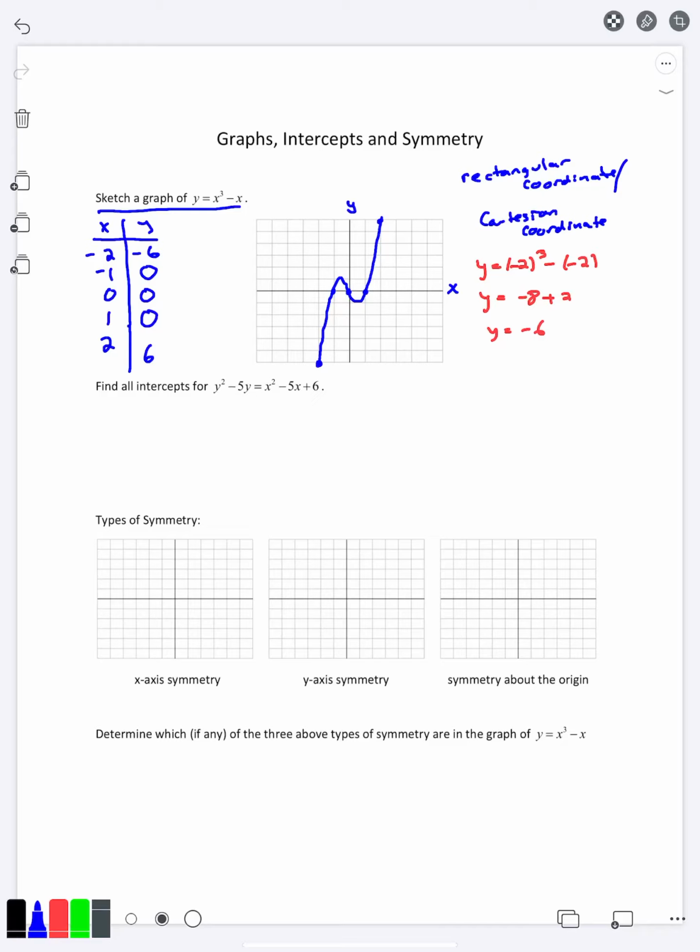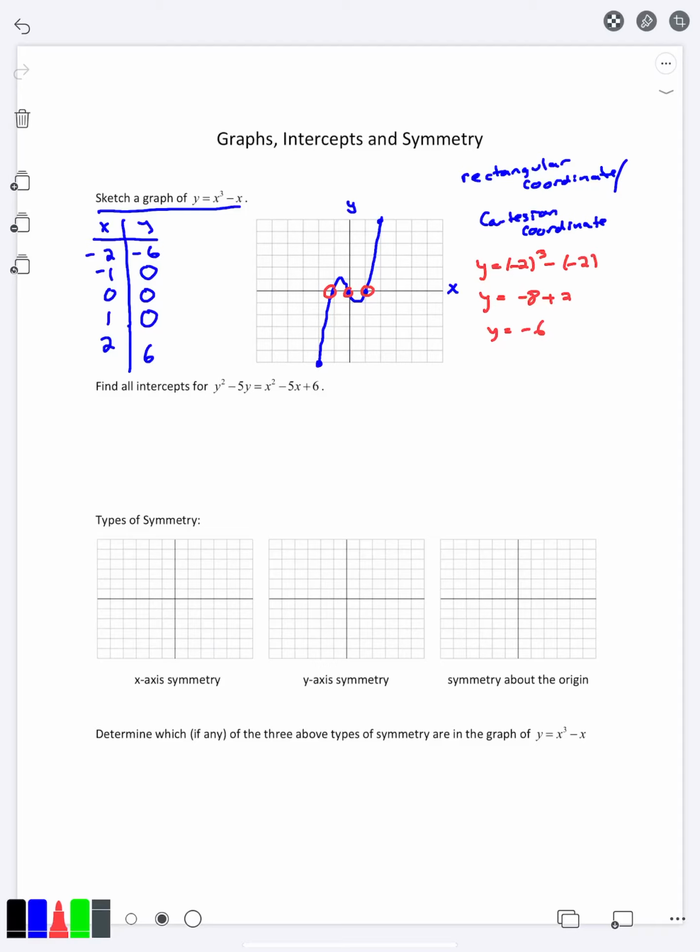Okay, great. So we got that part, not too much trouble. The next thing we want to ask is, if we have a graph, what are some special points? In fact, we have multiple special points here.